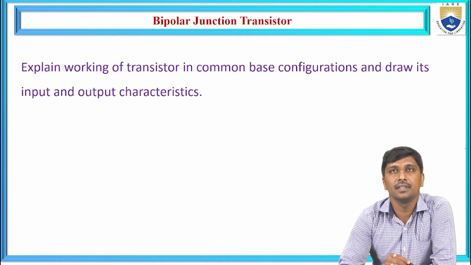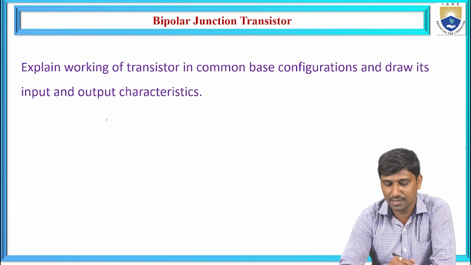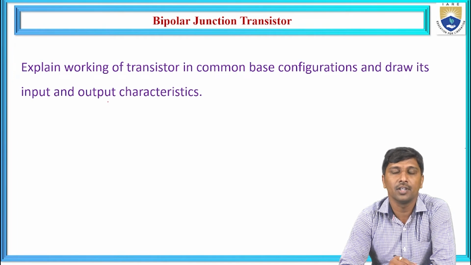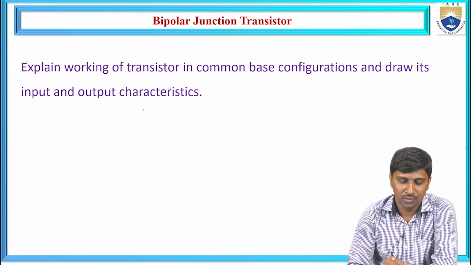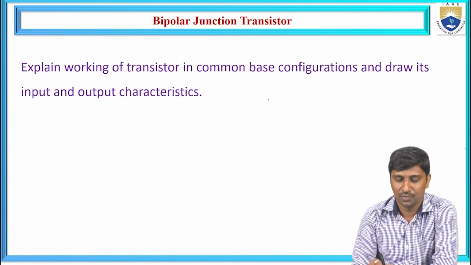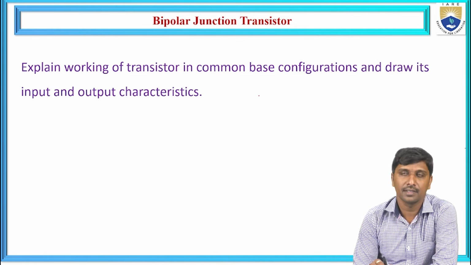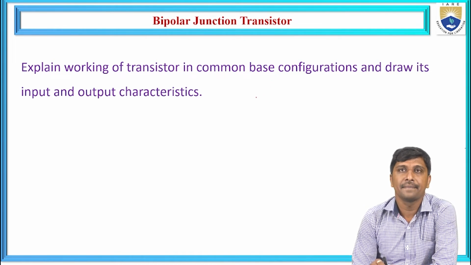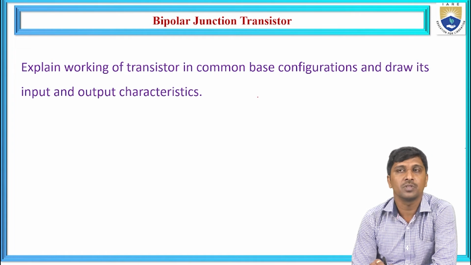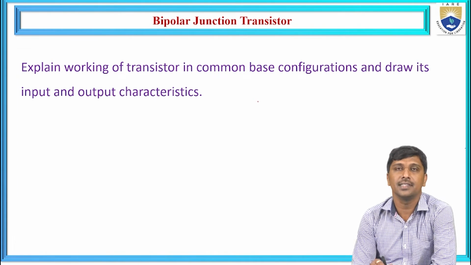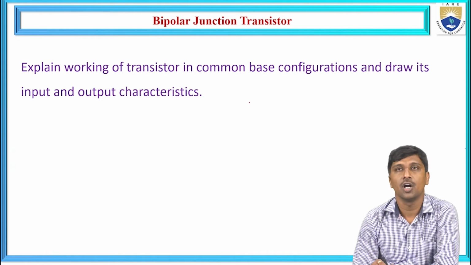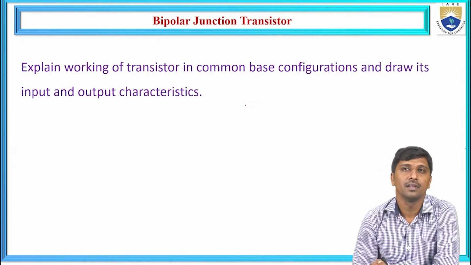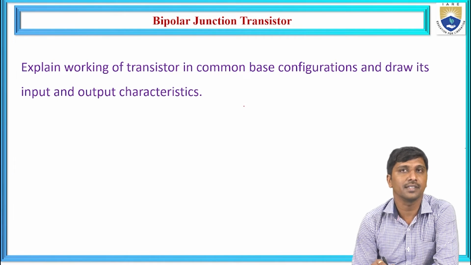Now, similar to that, another question is: explain the working of a transistor in a common base configuration and draw its input and output characteristics. For this question also, first you draw the common base configuration, then apply the proper biasing on the input side and output side, then explain the operation with the input characteristics and output characteristics. For this case, you can refer to the common base configuration input and output characteristics video.